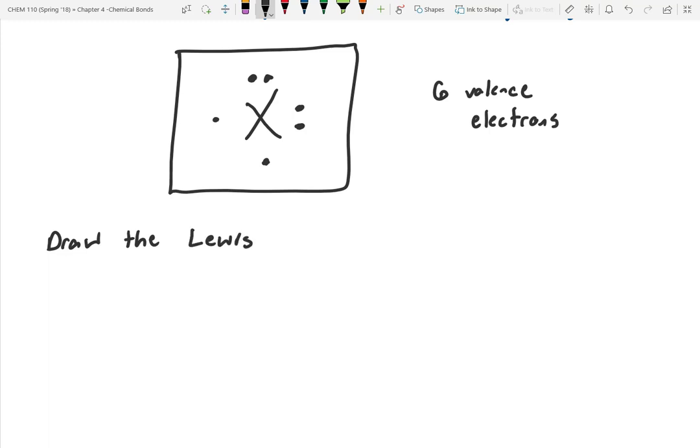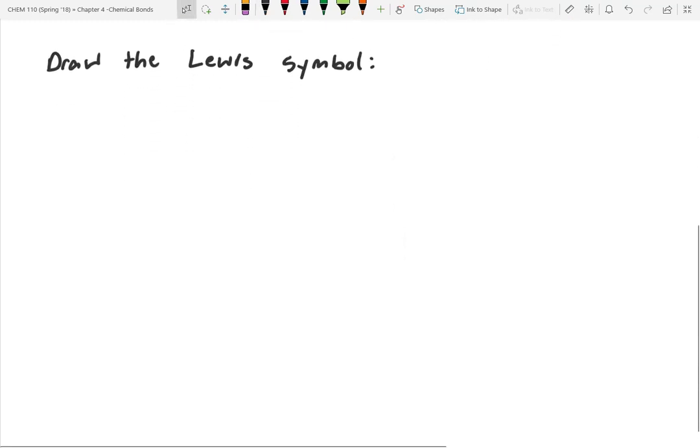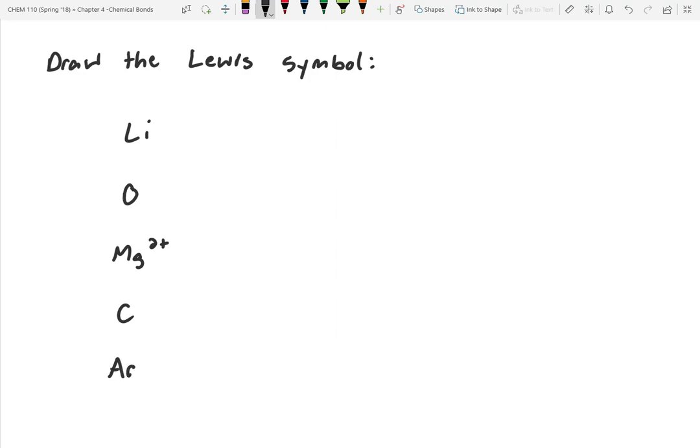And we'll do Lewis symbols for the following. So the first one we'll do is lithium, then we'll do oxygen, then we'll do magnesium 2+, we'll do my favorite element, carbon, and then we'll do argon. So I'll give you guys a minute to do this, and then check with your neighbor and see if you're agreeing.